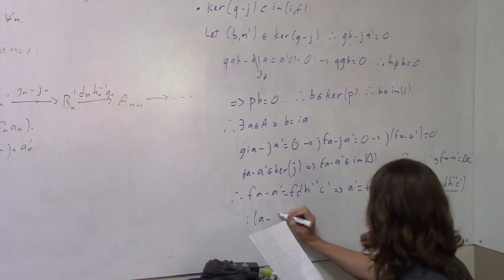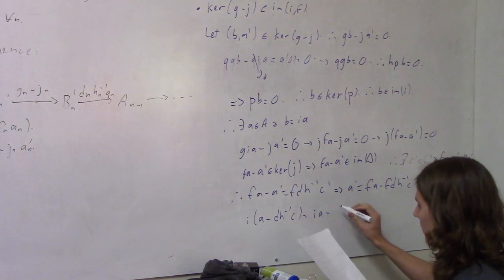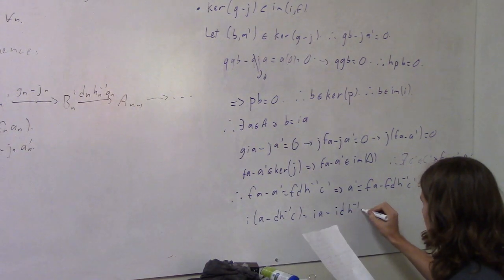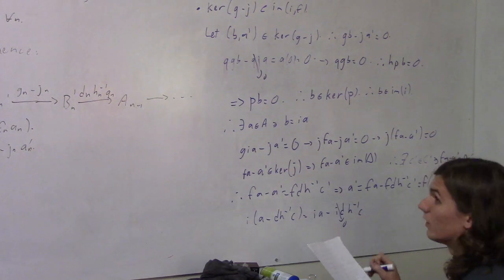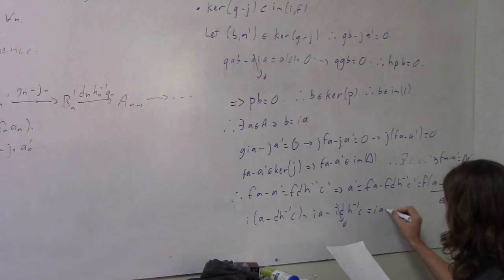I of A minus DH inverse C is equal to IA minus IDH inverse C. ID is equal to 0 because of exactness. So this is equal to IA, which is equal to B.